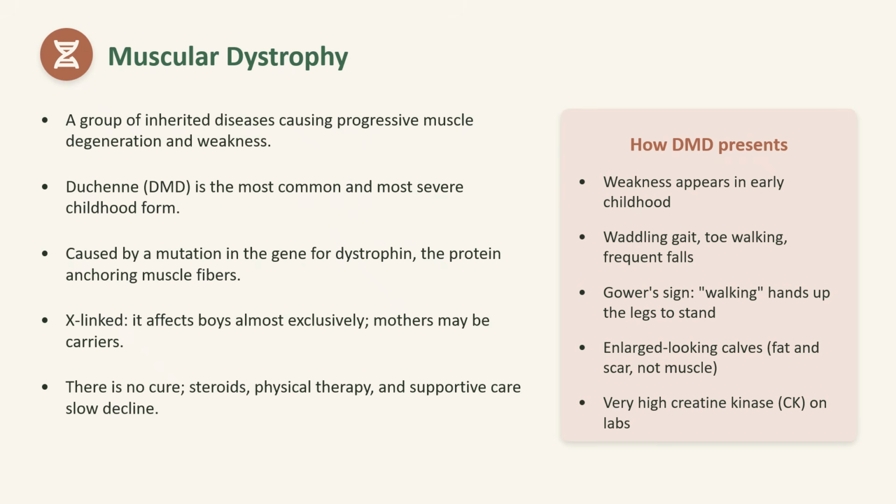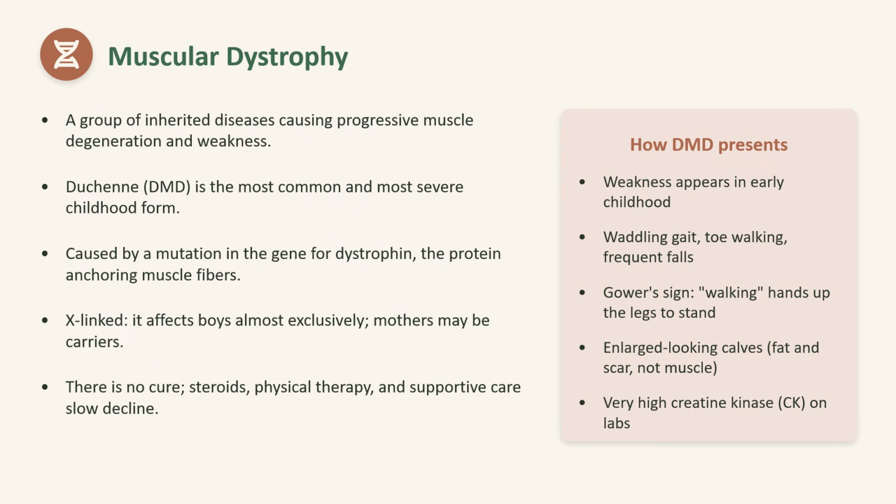The dystrophin gene sits on the X chromosome, so DMD is X-linked and affects boys almost exclusively. Mothers are typically unaffected carriers. The card on the right shows how it presents. Weakness appears in early childhood: a waddling gait, walking on the toes, frequent falls.